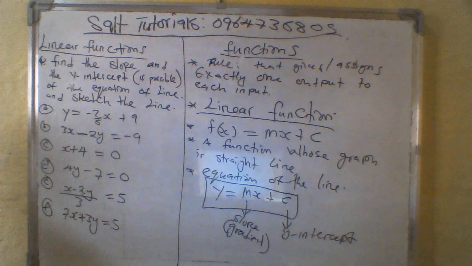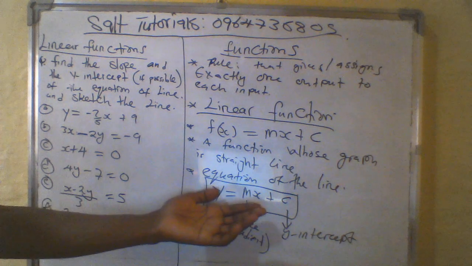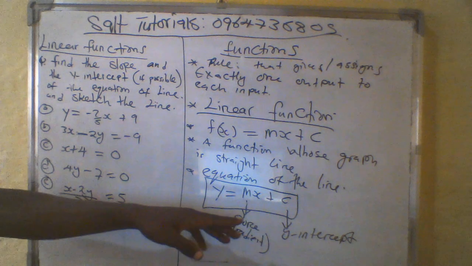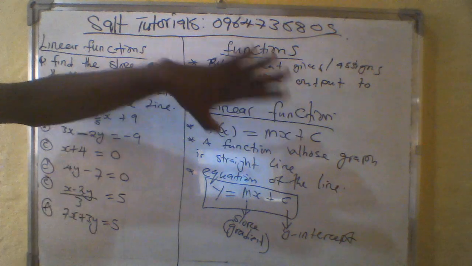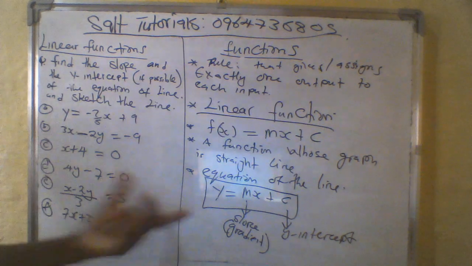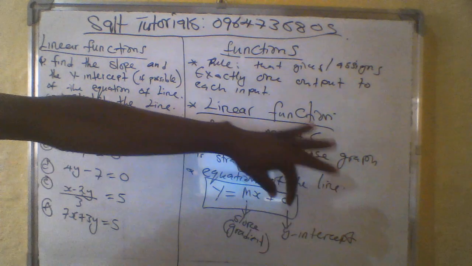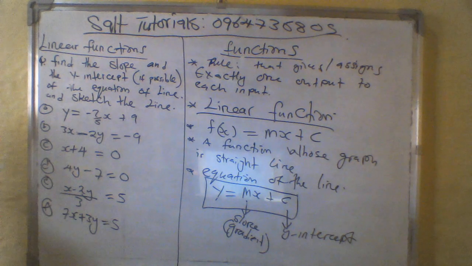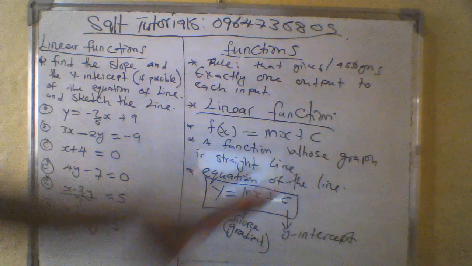So what is the gradient? We'll be talking about the measure of how steep the line is. Remember, there will be a straight line drawn, and this straight line can be in various forms. So the nature of how this line is steeping is basically called the gradient. And the y-intercept will be the point where this straight line cuts the y-axis.